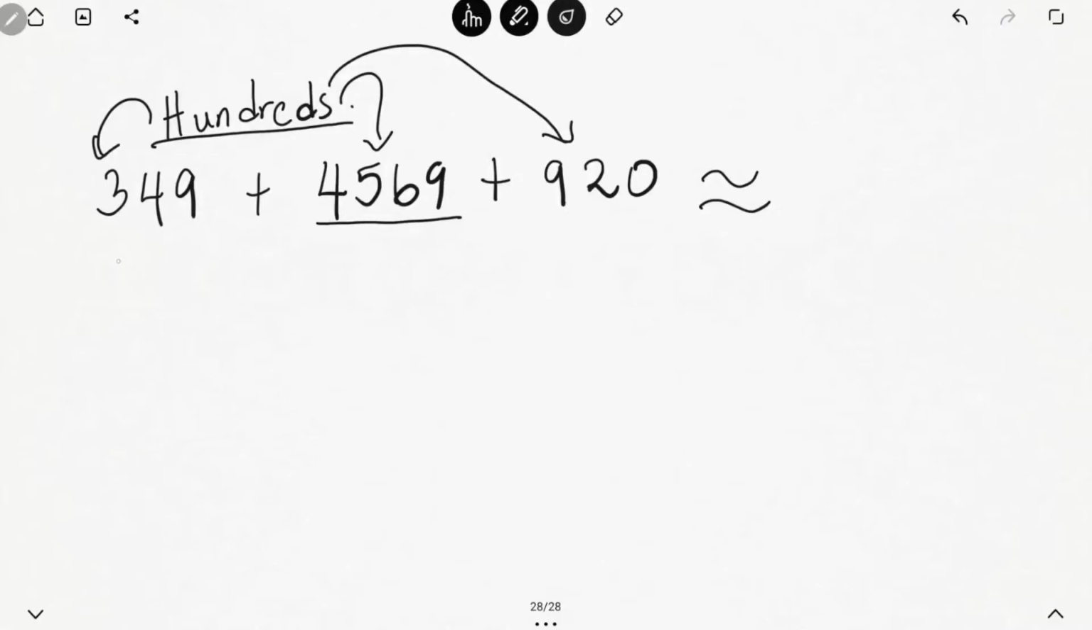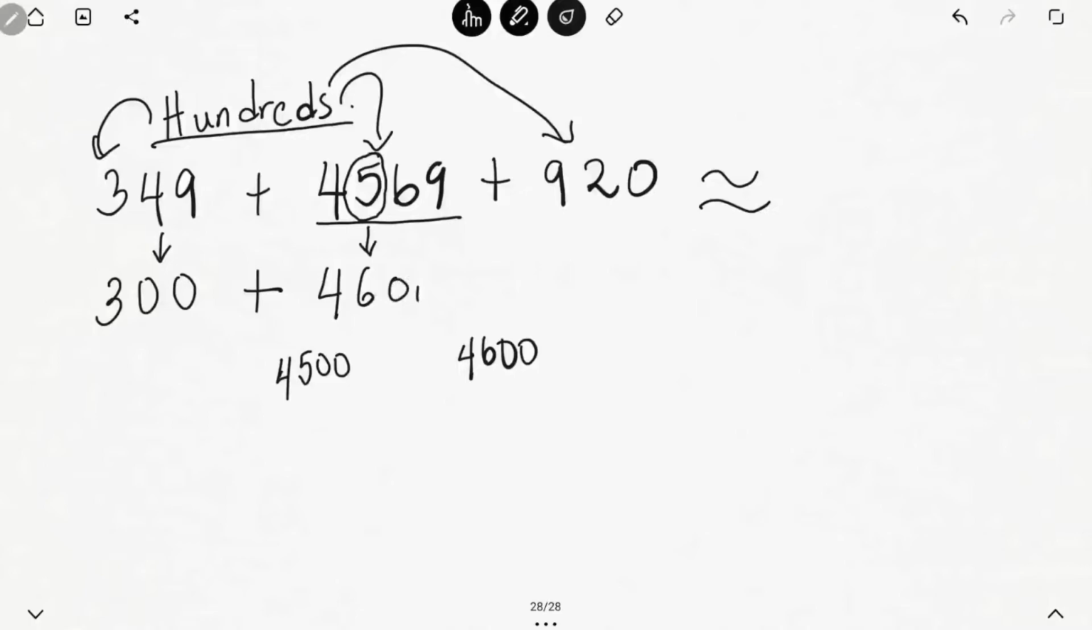Okay, so based on everything we learned, the nearest hundreds to 349 is what? I started writing it before I asked you, but it's 300 because 349 is less than 350. What's the nearest hundreds to 4,569? What do you look at? You look at the number in the hundreds place, right? 4,569 is somewhere between 4,500 and 4,600. All right, is it closer to 4,500 or is it closer to 4,600? Based on everything we learned, you should see that it's closer to 4,600.